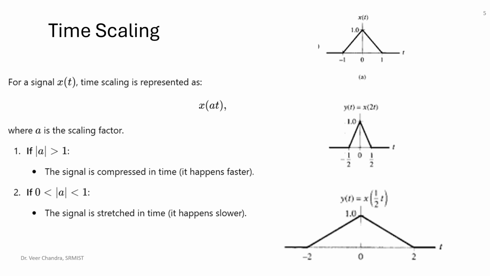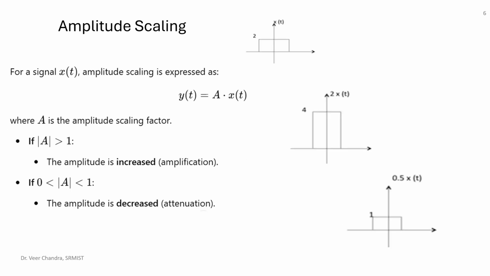Another case may be possible that if a is less than 0, in that case it will flip in the negative direction. Next is the amplitude scaling. So it will amplify the signal on the amplitude axis. So for the time being, we are considering the example.